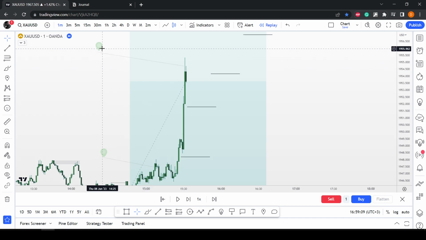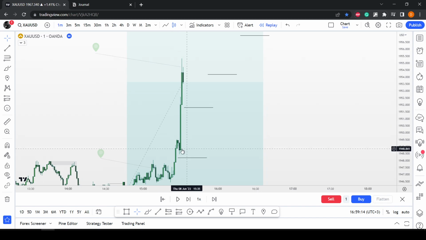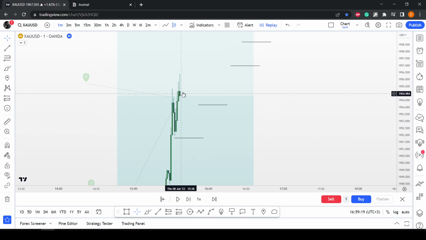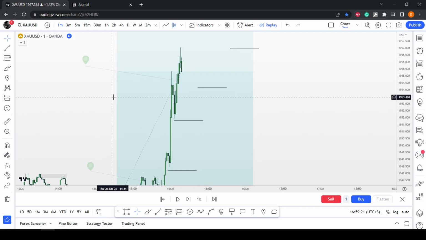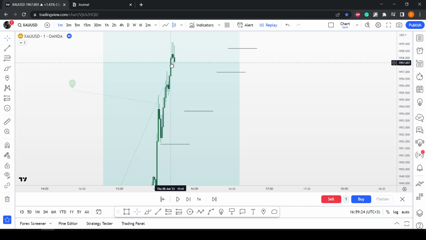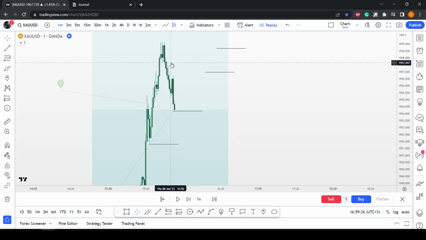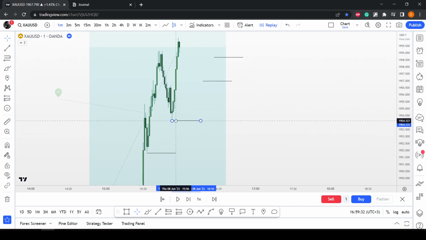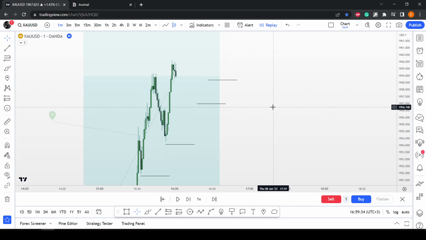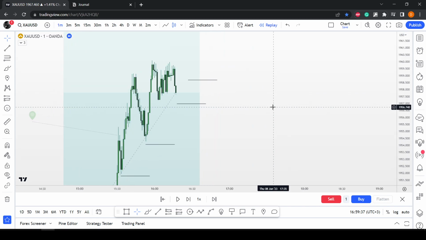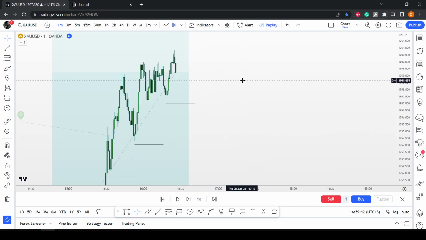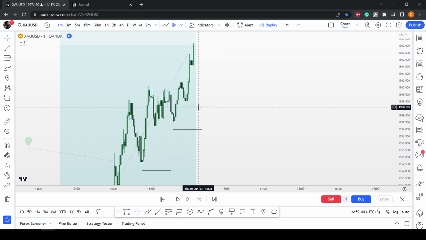I closed 95% for 6.6R profit, and then trailed the rest, trailed like this to this low. Then price created this break, trailed to this low, price went higher, created a pullback, and created a break. So after this break I moved my stop loss to here. Then price went even higher and I moved my stop loss to here. Then price went even higher and I moved my stop loss to here.